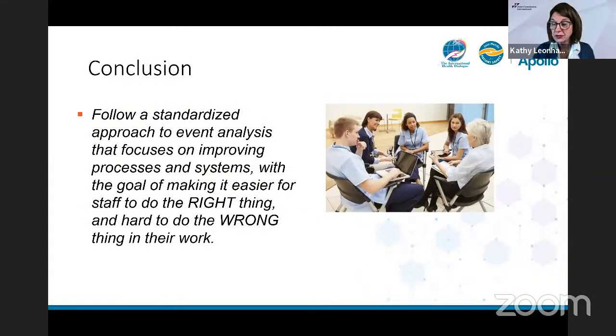So in conclusion, an RCA should be conducted using an evidence-based approach, focusing on the systems and processes, not on finding who is at fault, who we're going to blame. And remember, you cannot change the human condition. To err is human, but you can change the conditions within which we work.